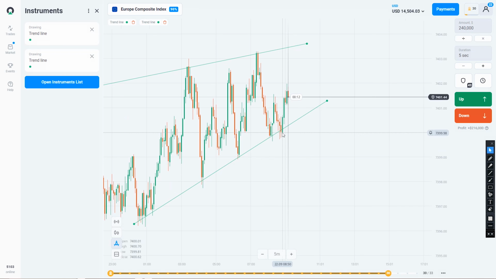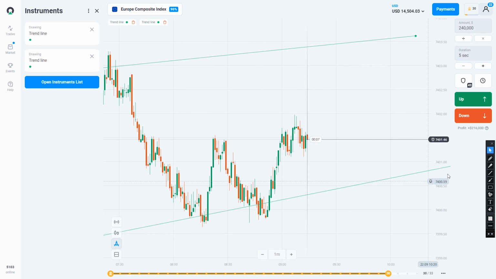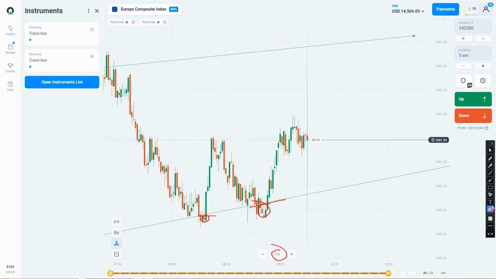Now we move to the 1-minute time frame. I hope you understand what I said. So here I also explained to you the reasons why you need multiple time frames. Do you see this? This is a fake breakout, even though if we were in the 5-minute time frame, it would be a rejection.